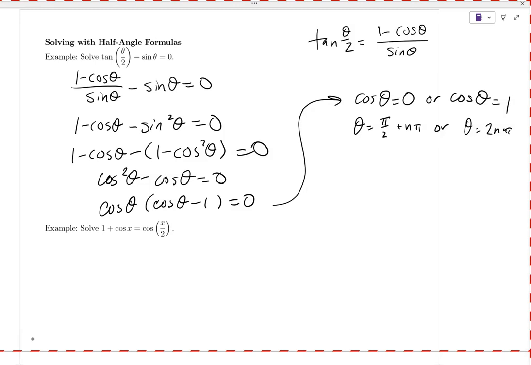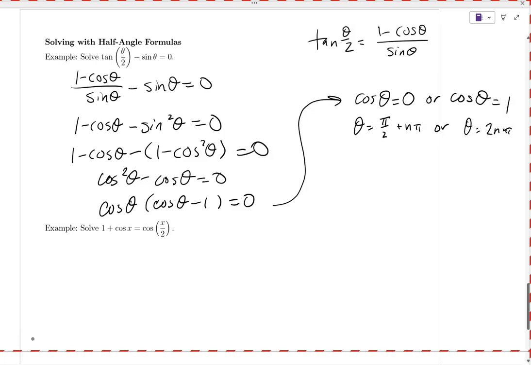Now, what we need to do, though, is make sure that these answers make sense back in the original, right? Because remember, we multiplied both sides by sine, correct? So you need to make sure we didn't introduce anything that was extraneous. Well, if I put in odd multiples of pi over 2, which is what this is, right? Pi over 2, 3 pi over 2, 5 pi over 2, and so on. What's sine equal to at the odd multiples of pi over 2?